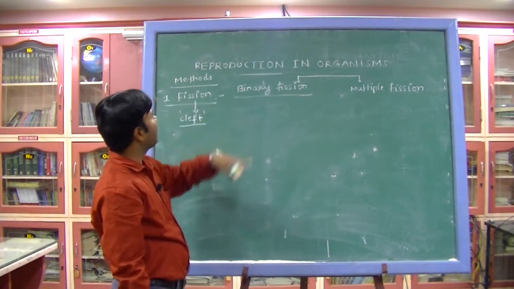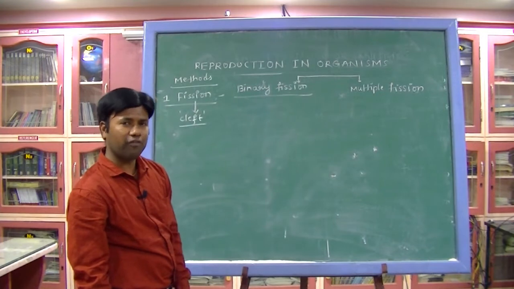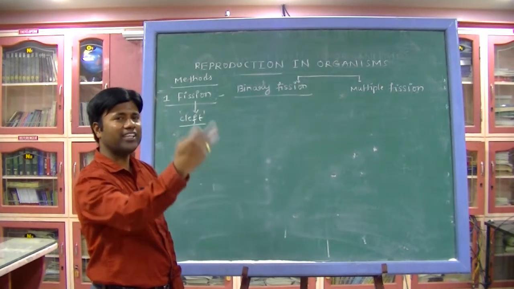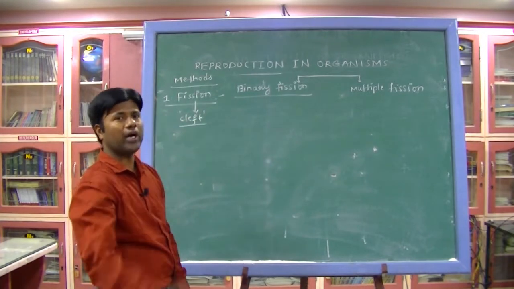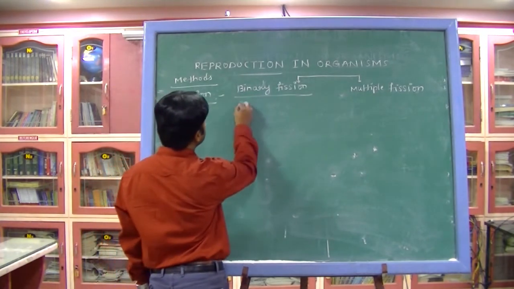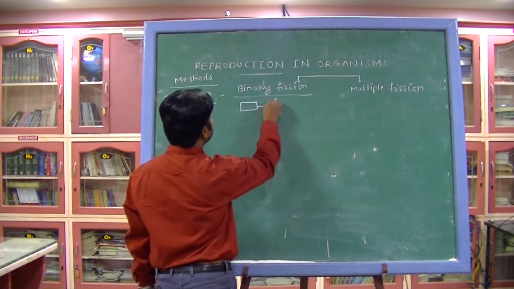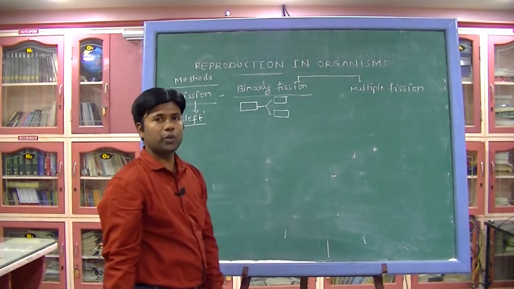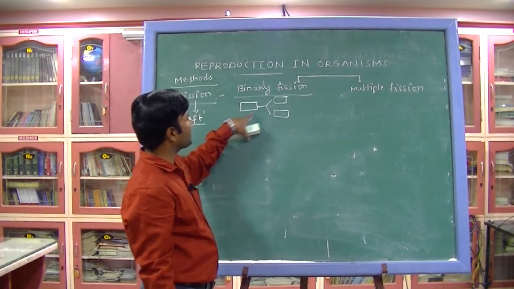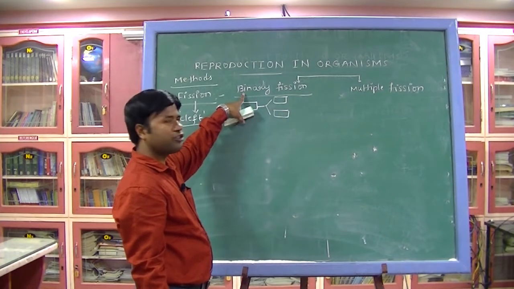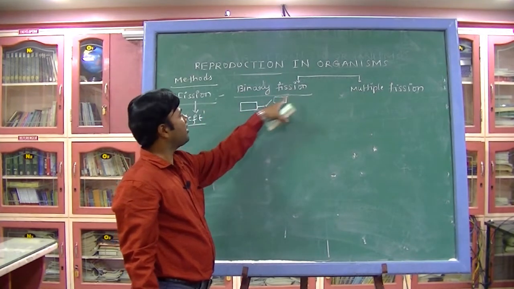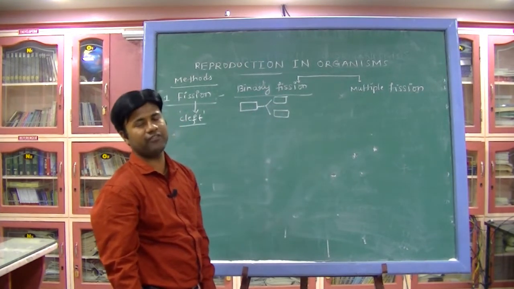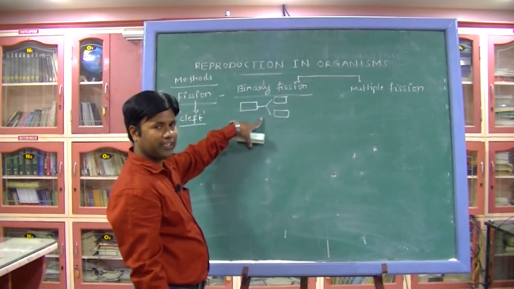First, let us see what is binary fission. Binary fission means the parent organism divides into two, or it produces two organisms. For example, this is one organism. This organism divides, gives two individuals. From one cell, we got two cells. Bi means two, fission means division. After the division, we got two cells, two individuals, two progeny. So this is binary fission.